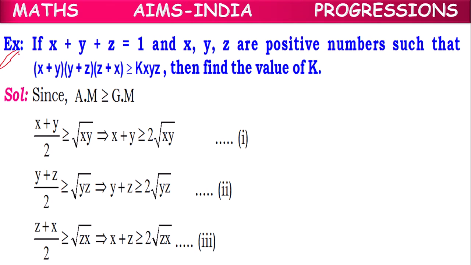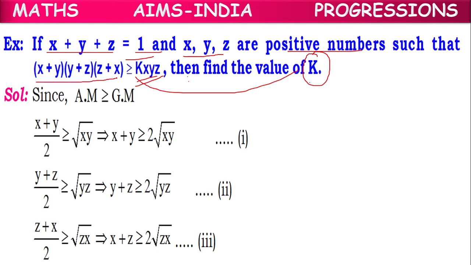Next children, another example. If x plus y plus z equals 1 and x, y, z are positive numbers such that (x plus y) into (y plus z) into (z plus x) is greater than or equal to k x, y, z, then what is the value of k? Find the value of k. They have given one hint: x plus y plus z equals 1, and x, y, z are positive numbers such that the product of these three values is greater than or equal to k x, y, z.